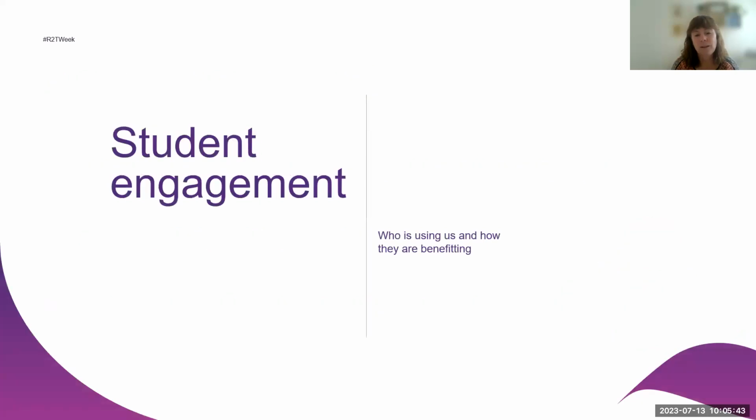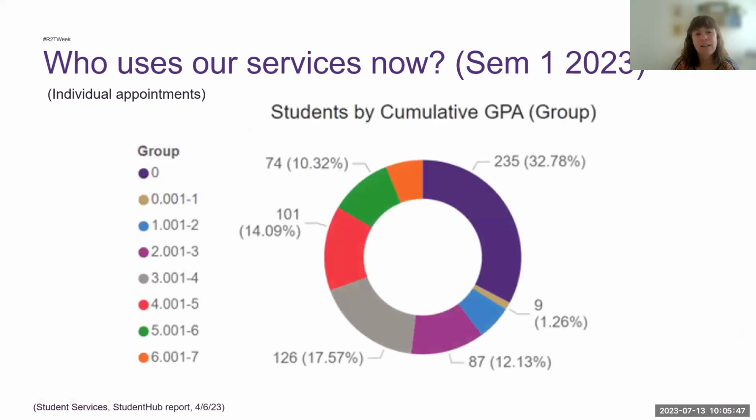So let's have a look at who's using us now and how they're benefiting. At the moment, this is data from Student Hub, Semester 1, 2023, relating to the one-on-one individual appointments that learning advisors offer. We can see here that we've got a group of students who are new to UQ, and that includes HDR, so students who don't have a GPA. And then we've got a group that are currently on progress improvement plans who are not succeeding.